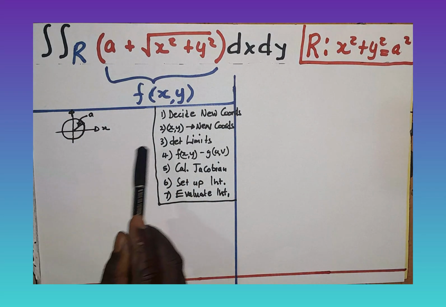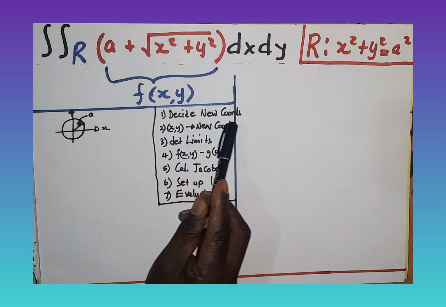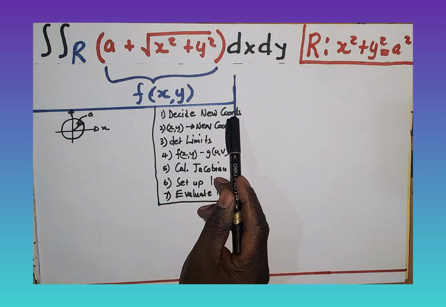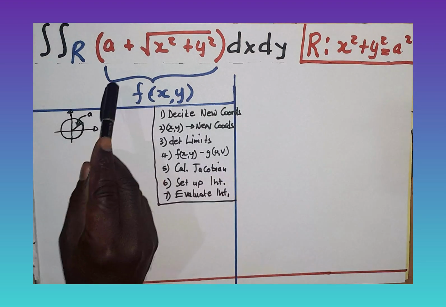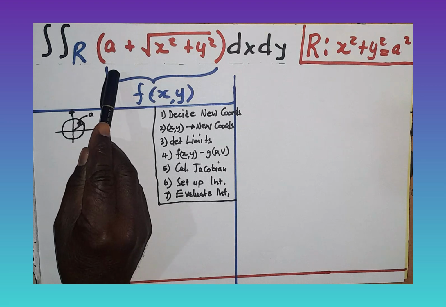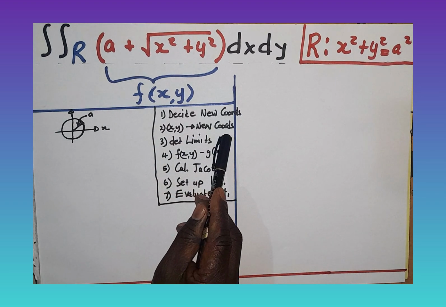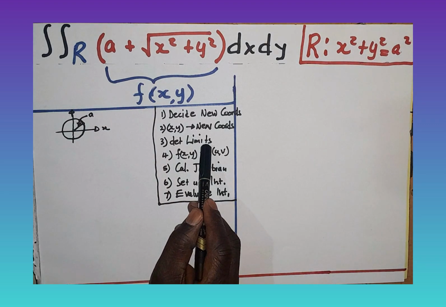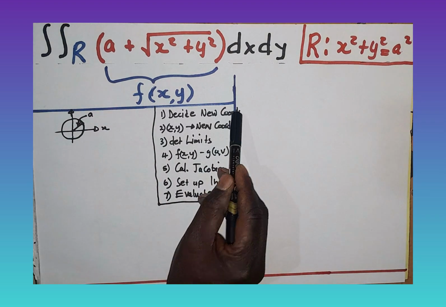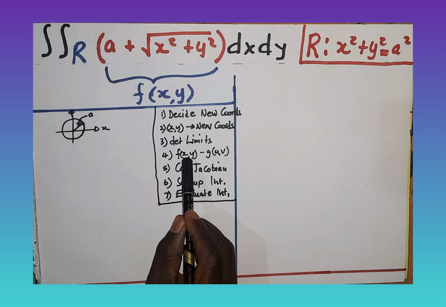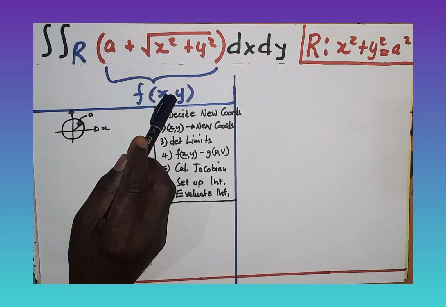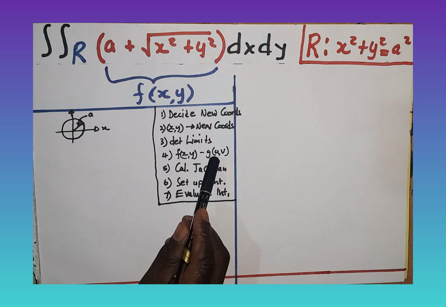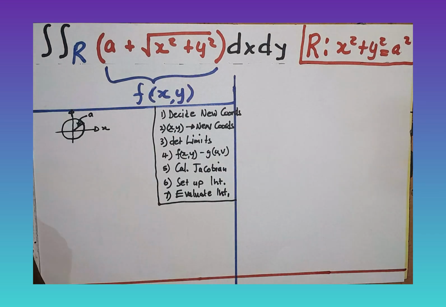Step number 1 says we must first of all decide on the new coordinate system. Step number 2, once we have decided on the new coordinate system, we express our xy coordinates, the old coordinates, in terms of the new coordinates. Step number 3, we determine the limits of integration in terms of the new coordinates. Step number 4, we take our function f of xy and transform it into a new function g of uv, where u and v are the new coordinates.